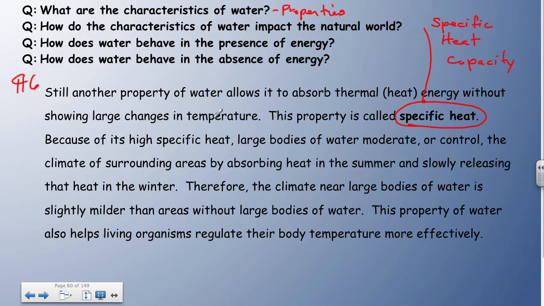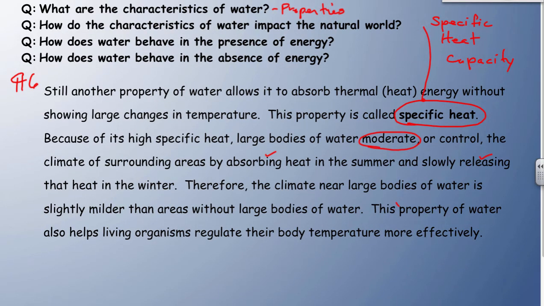and it also cools slowly. So, because of its high specific heat, large bodies of water moderate or control the climate of surrounding areas by absorbing heat in the summer and releasing it or cooling that heat in the winter. This also happens on a daily basis, heating during the day and cooling at night.